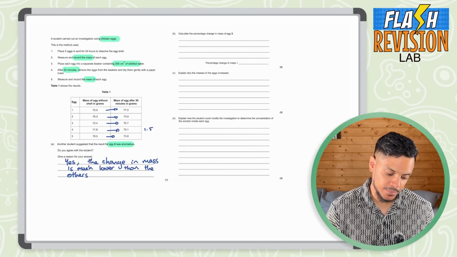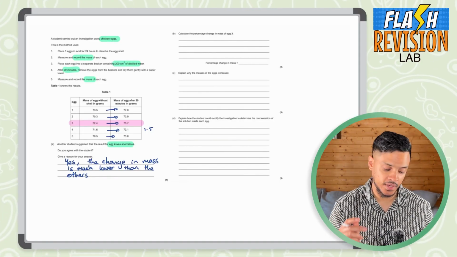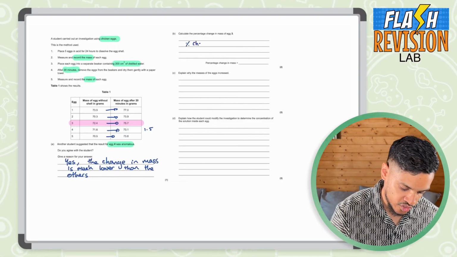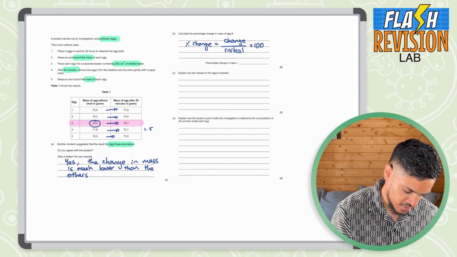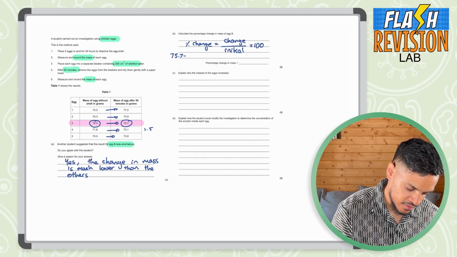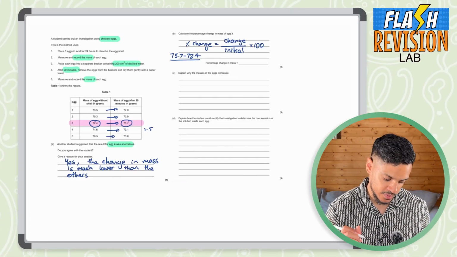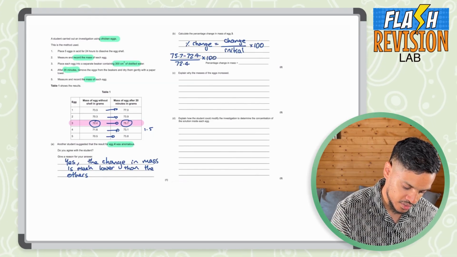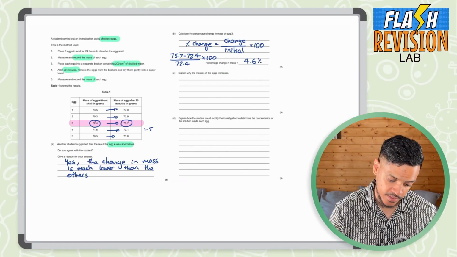Next one asks you to calculate the percentage change of mass in egg 3. That's this one here. So if you want to work out the percentage change of something, what you want to do is do the change over the initial. Change over initial and then times that by 100. So let's put the numbers we've got here. The change is between 72.4 and 75.7. So the change is going to be 75.7 minus 72.4 over the initial value. What did we start off with? We started off with 72.4. We get that, we multiply it by 100 to turn it into percentage, and the answer you should get is 4.6%.